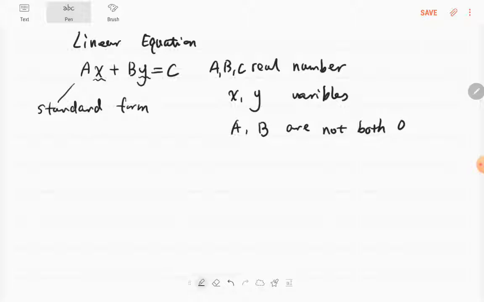And by the name linear equation, we can know the graph of this linear equation should be a straight line. That's why it's called a linear equation. We can check several equations to see if each one is linear or not linear. I'll just give you some.